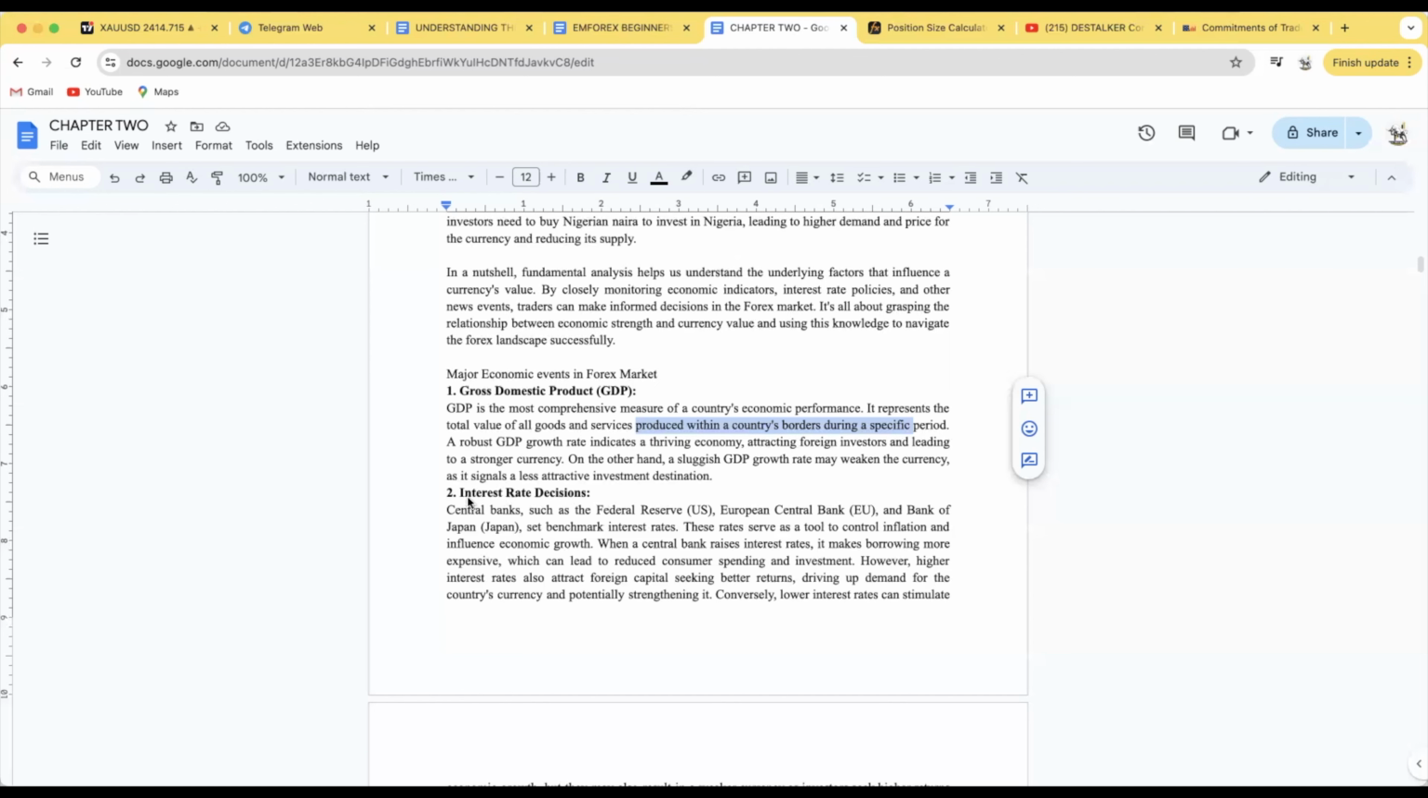That's just the fact. Investors actually trade GDP also. Now the simple way to trade GDP: if you see that the GDP of a country is not growing, what happens?